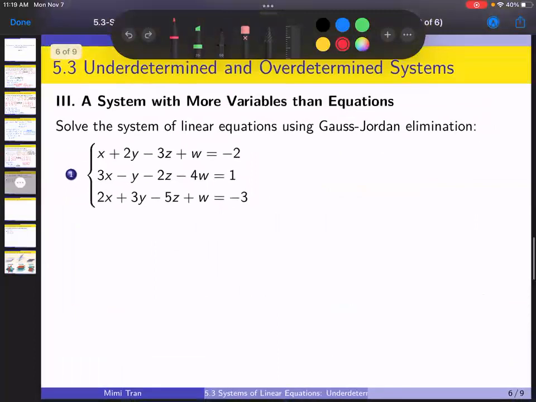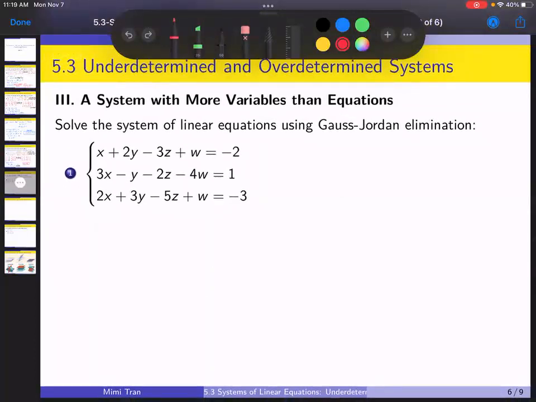All right, 2 more and then we'll be done. System with more variables than equations. That means I'm giving you more letters than rows. I have 4 variables here, but I only have 3 rows. So what does it turn out to be? Let's solve it to see what happened.